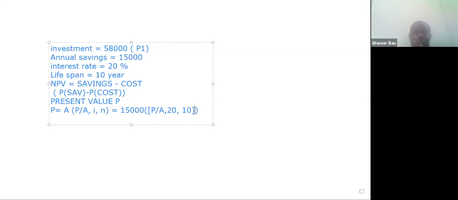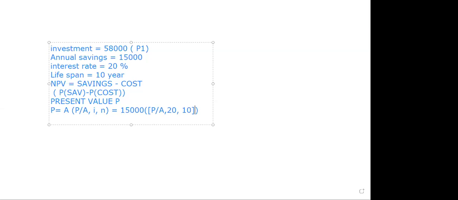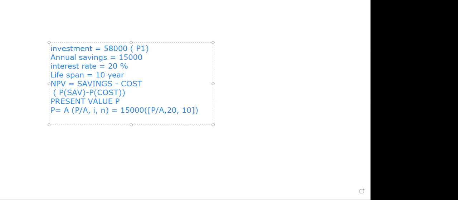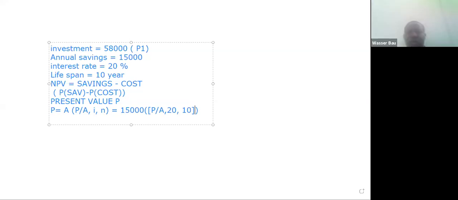We'll be on column number 6 because we are looking for the present worth of the annual savings, to bring it back to the present state, because the investment of 58,000 I want to do it now also. So the two of them must be on the same financial reference, whatever grammar you want to use. Now, for 10 years, the factor is 4.192.